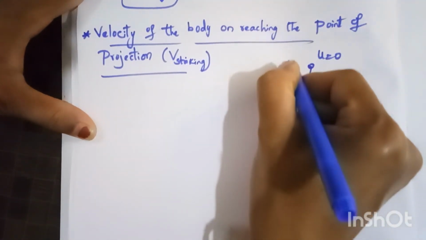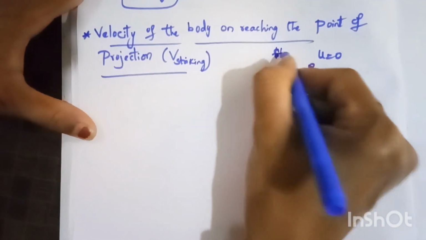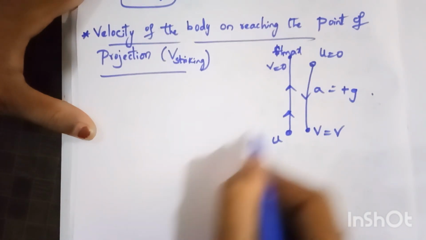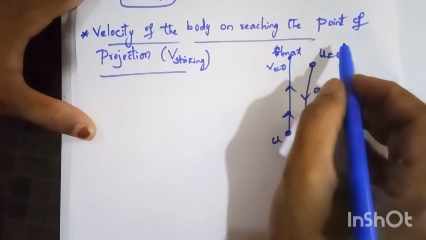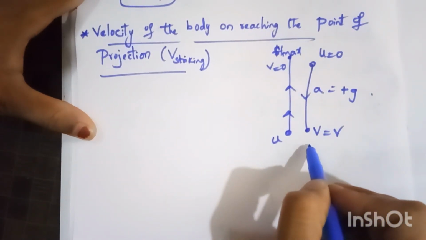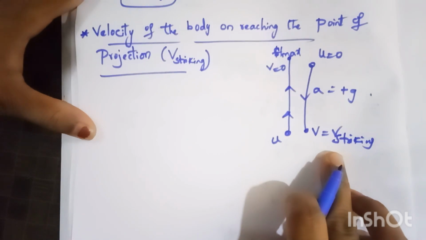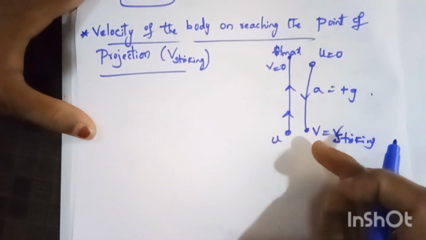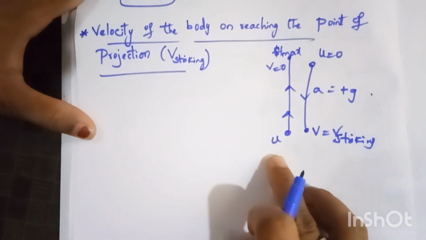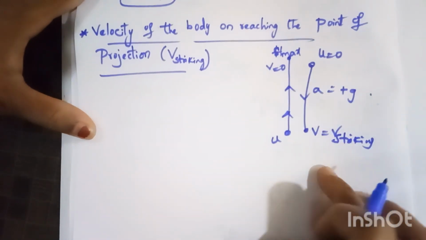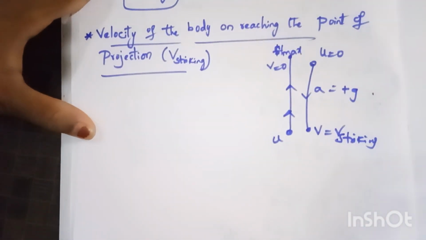Suppose a body is vertically projected upward with initial velocity u, it reaches the maximum height. At that point v equals 0, and from the maximum height it is reaching the ground. When it is reaching the ground, for downward motion u equals 0, but at the point of projection the body is reaching with velocity v, that is V striking. When will we get V striking? When a body is projected upward and it reaches the point of projection, that is the ground. For upward motion it is projected with u velocity. For downward motion it reaches with v velocity. So we are going to find the velocity of the body on reaching the point of projection.